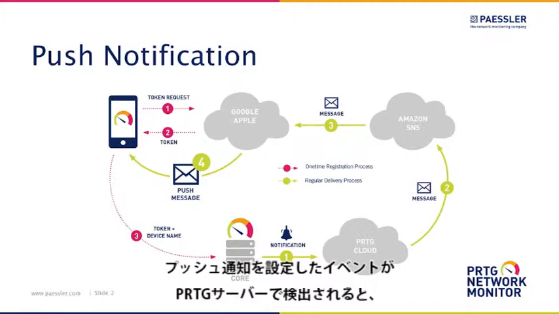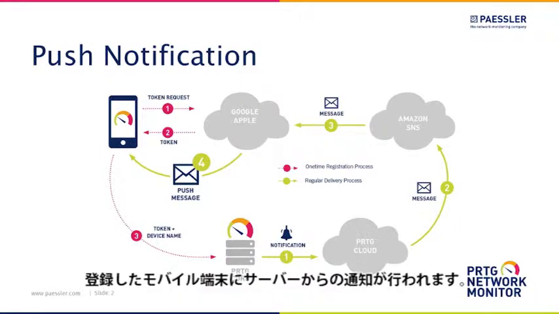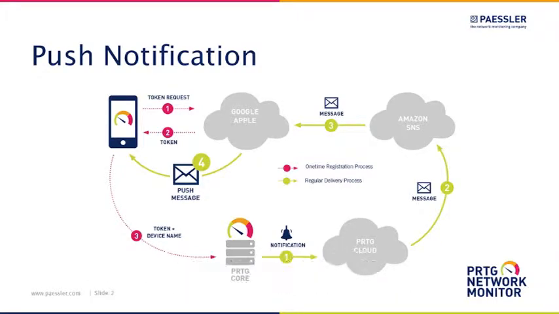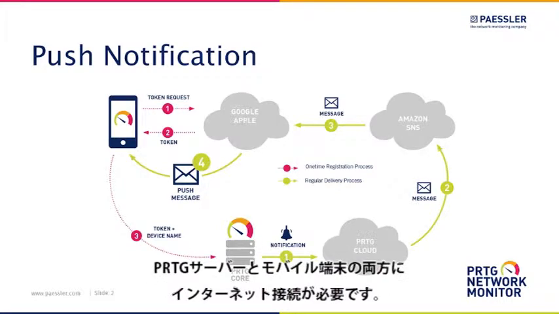Your PRTG server can now send push notifications to your mobile device whenever your server detects an event that has a push notification assigned to it. To be able to receive push notifications, both your PRTG server and your smartphone must have internet access for both the registration process and sending the push notifications.